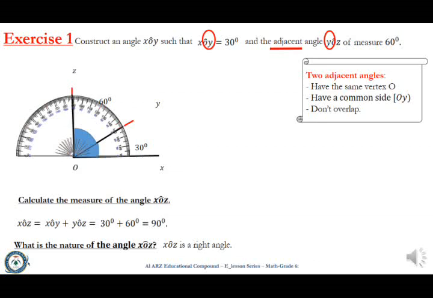Now if they ask, calculate the measure of the angle XOZ. XOZ, all the angle. So XOZ equals XOY plus YOZ, the sum of two angles together. We write the measures. 30 degrees plus 60 degrees equals 90 degrees. So what's the nature of the angle XOZ? Since the measure is 90 degrees, the angle is a right angle.